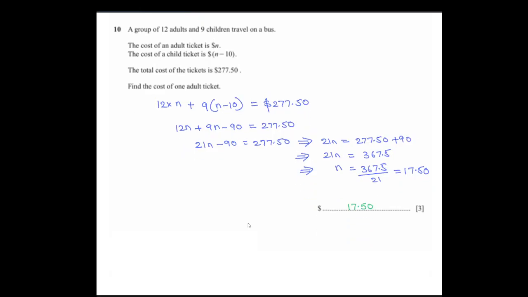Question number 11. In a sale, the original price of a shirt is reduced by 15%. The sale price of the shirt is $23.63. Find the original price of the shirt. So now the original price was something which we don't know. We need to find out, and it was reduced by 15%. And the sale price of that shirt after reducing the price is 23.63.